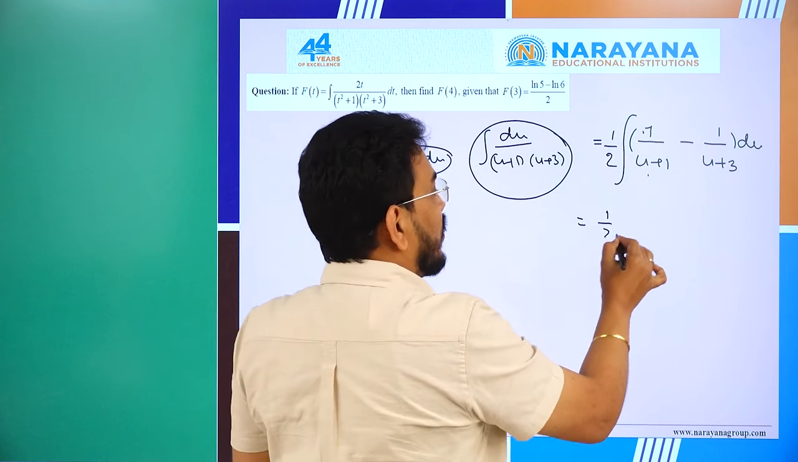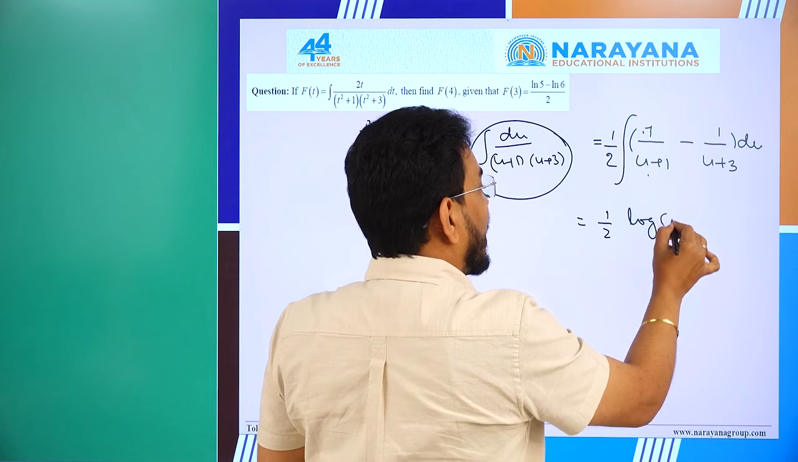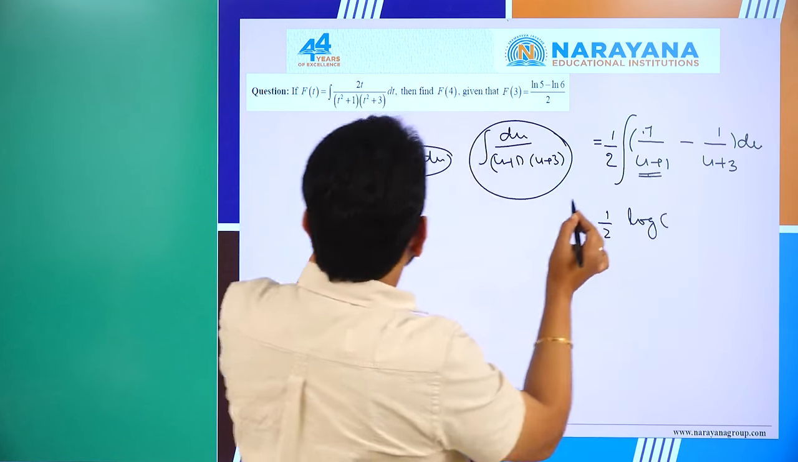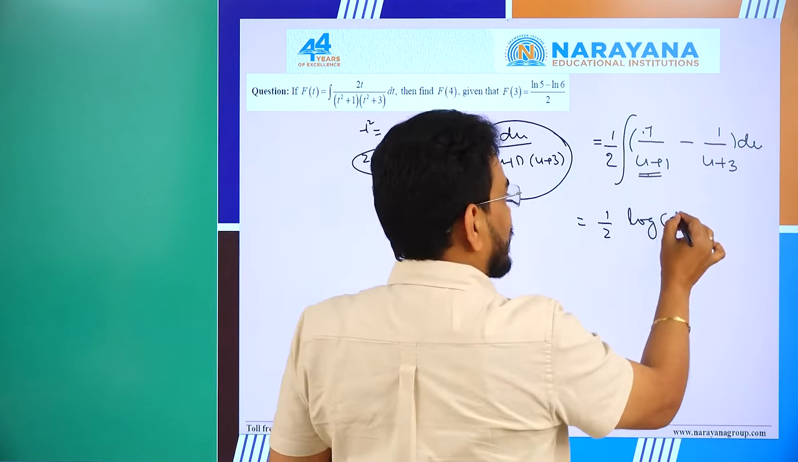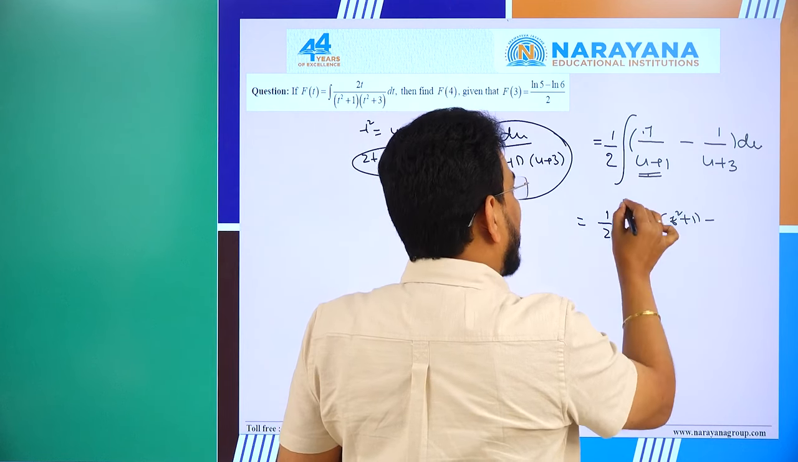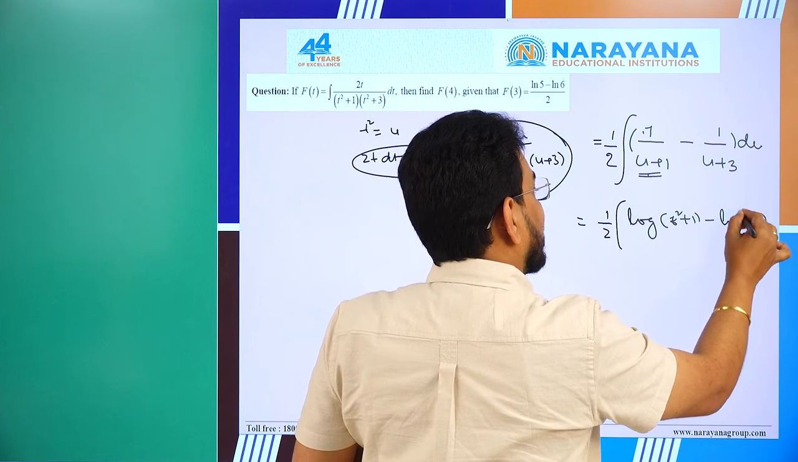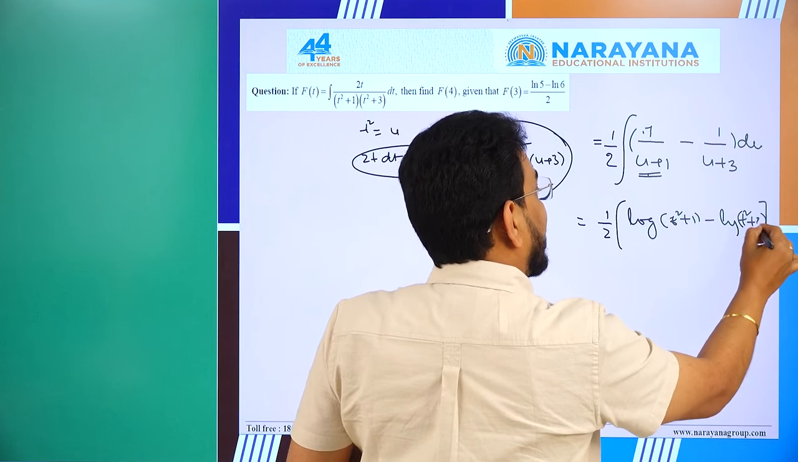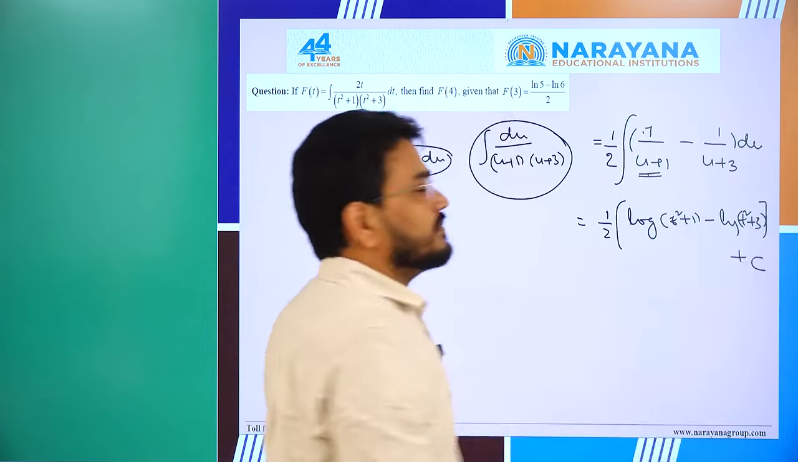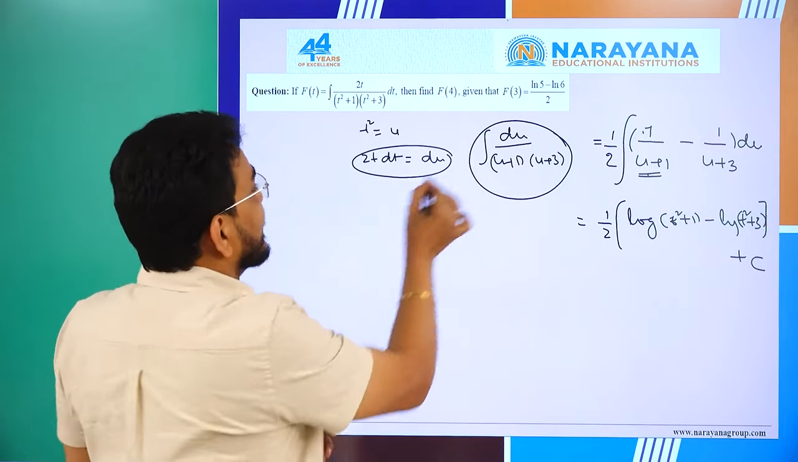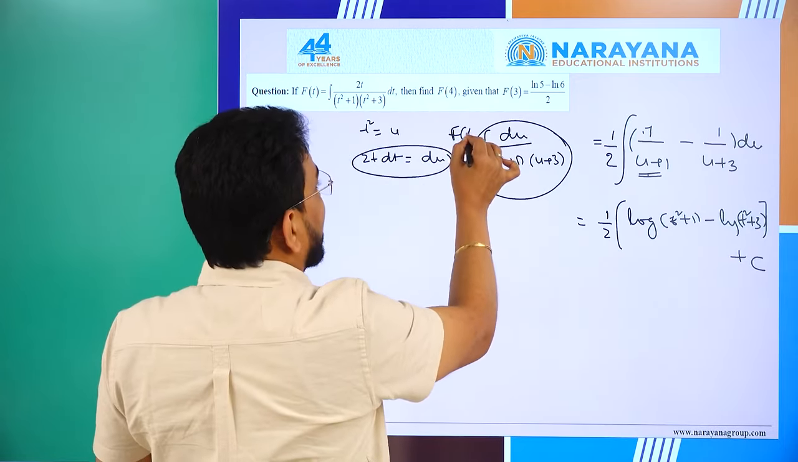This is equal to 1 by 2 log of u. u is nothing but t square. So log of (t square plus 1) minus log of (t square plus 3), and plus c. What is this? This is f of t.